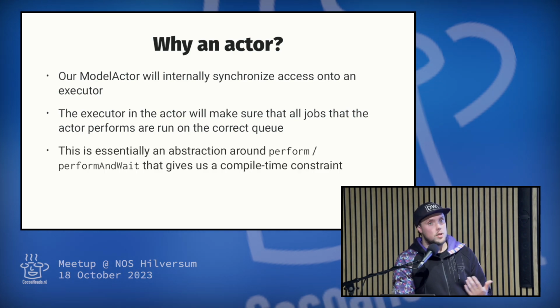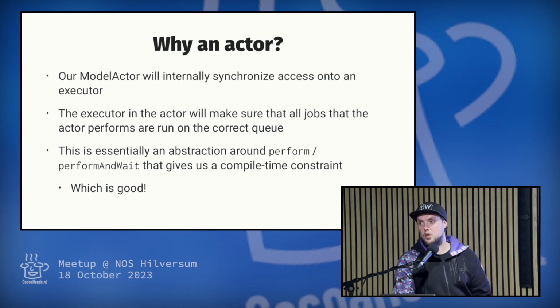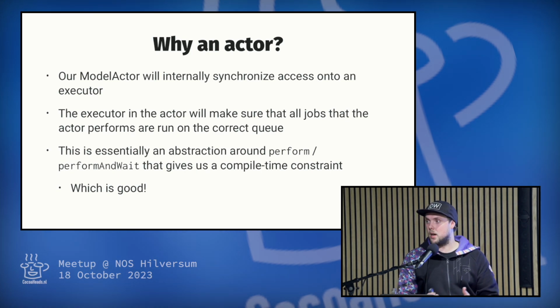So this actor essentially becomes an abstraction around perform and wait, and it gives us a compile time constraint, which is good, because now if we do things wrong, it's actually going to say you can't interact with this actor in this specific way, and that's actually an error.